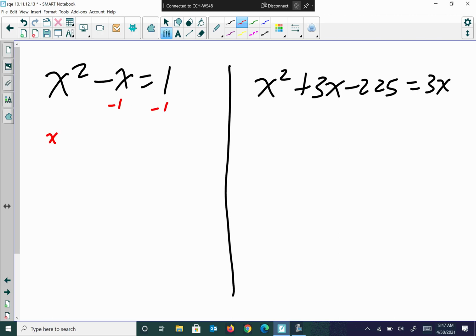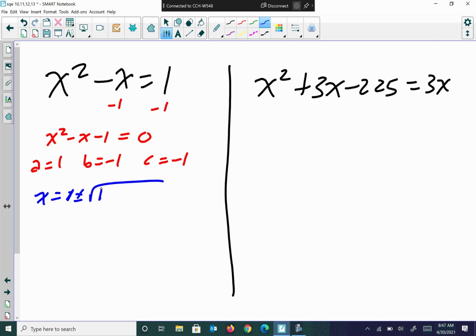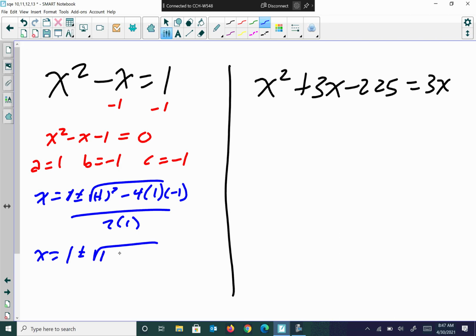Minus one, maybe? And I don't think this is going to factor. So A equals 1, B equals negative 1, and C is also equal to negative 1. Are you kidding me? So X is equal to negative B plus or minus the square root of B squared minus 4C, all over 2A. All right, X equals 1 plus or minus 1.